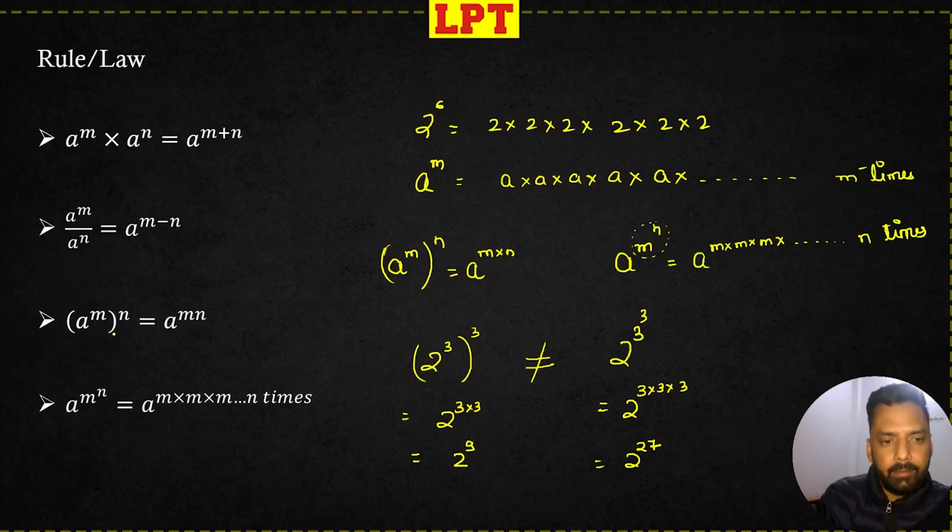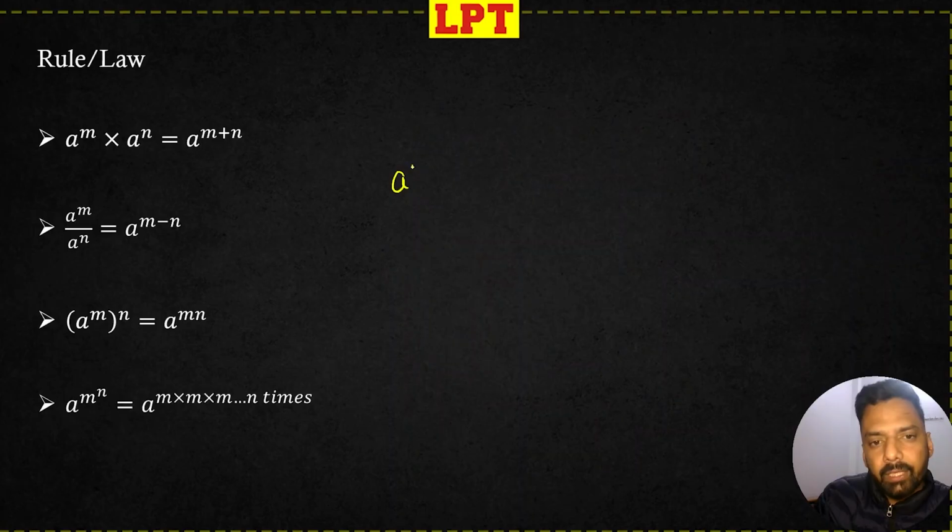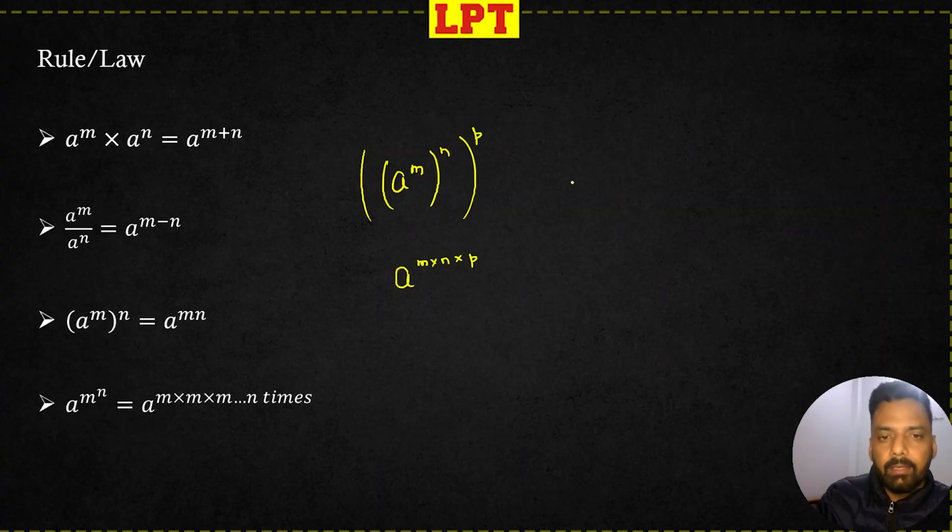If you see a bracket, the power will simply get multiplied. Even there can be more powers, like for example, if I have a to the power m whole to the power n, whole to the power p, I can simply write it as a to the power m into n into p. But if we are given a to the power m raised to the power n raised to the power p, then that is different. How will we solve this?